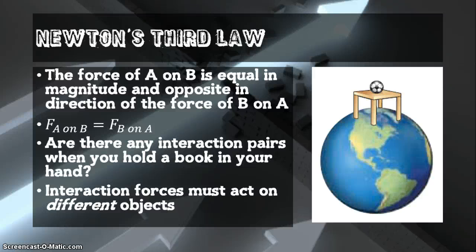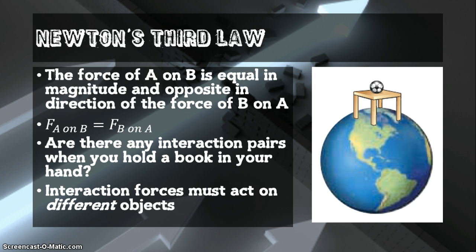What the interaction pairs in that case actually are: the force of the book on your hand would be an interaction pair with the force of your hand on the book. You know that the book exerts a force on your hand when you exert a force on the book, because you obviously have to put effort forth to keep the book in the air. Otherwise, there would be no force. You feel it in your muscles.